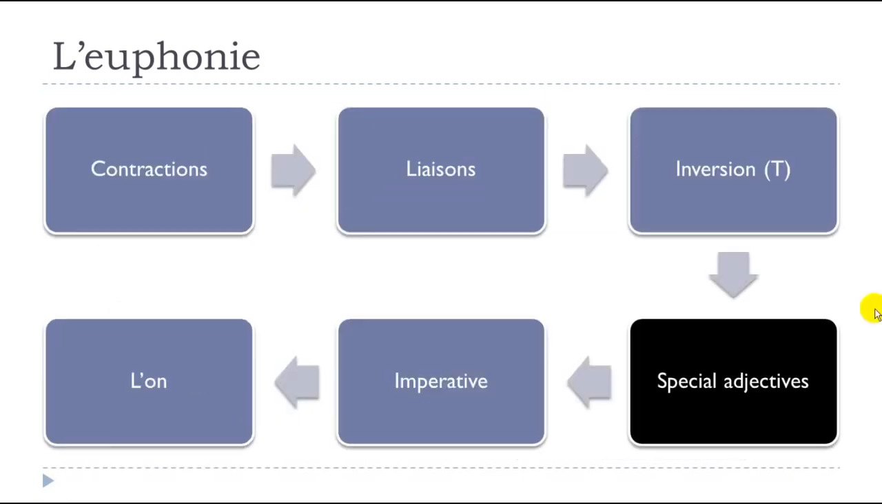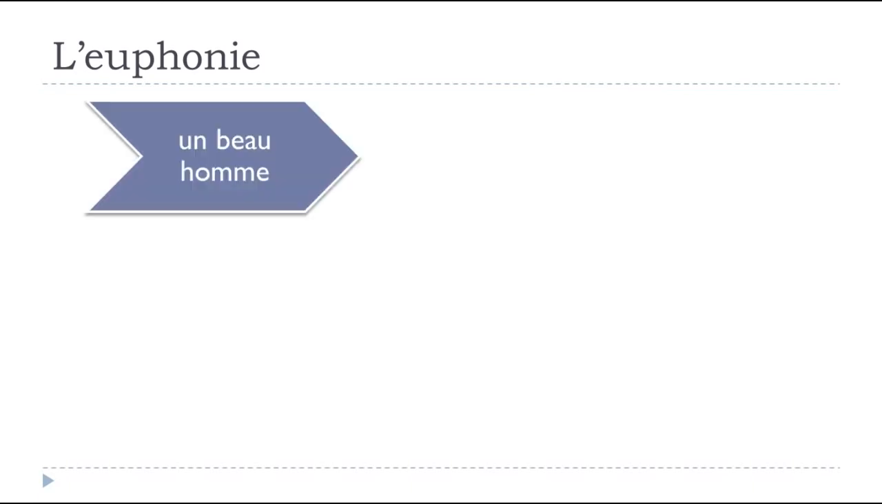So let's see now les adjectifs spéciaux, special adjectives. And we're talking about only three adjectives. The first one is beau, beautiful, nice. Un beau homme. It's quite interesting because in this case, beau homme, you can see that phonetically it's quite challenging to produce.